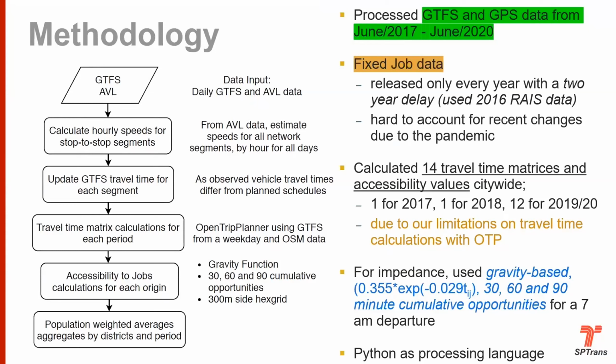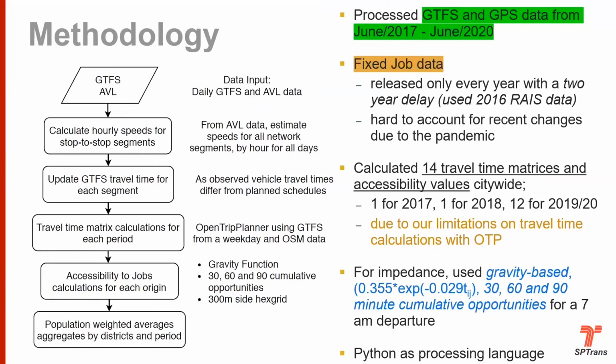The travel time matrices are then used to calculate accessibility to jobs for each region, considering gravity-based and cumulative opportunities metrics on a hex grid spatial unit. We use the data from June 2017 to June 2020.